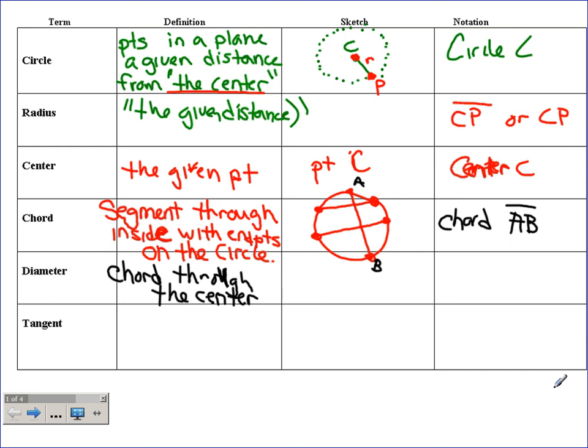Okay, so when I do this, if I call this C and D, and the center of my circle is Q, and this chord CD actually goes through Q, which is the center, that's going to be my diameter. We would say diameter.